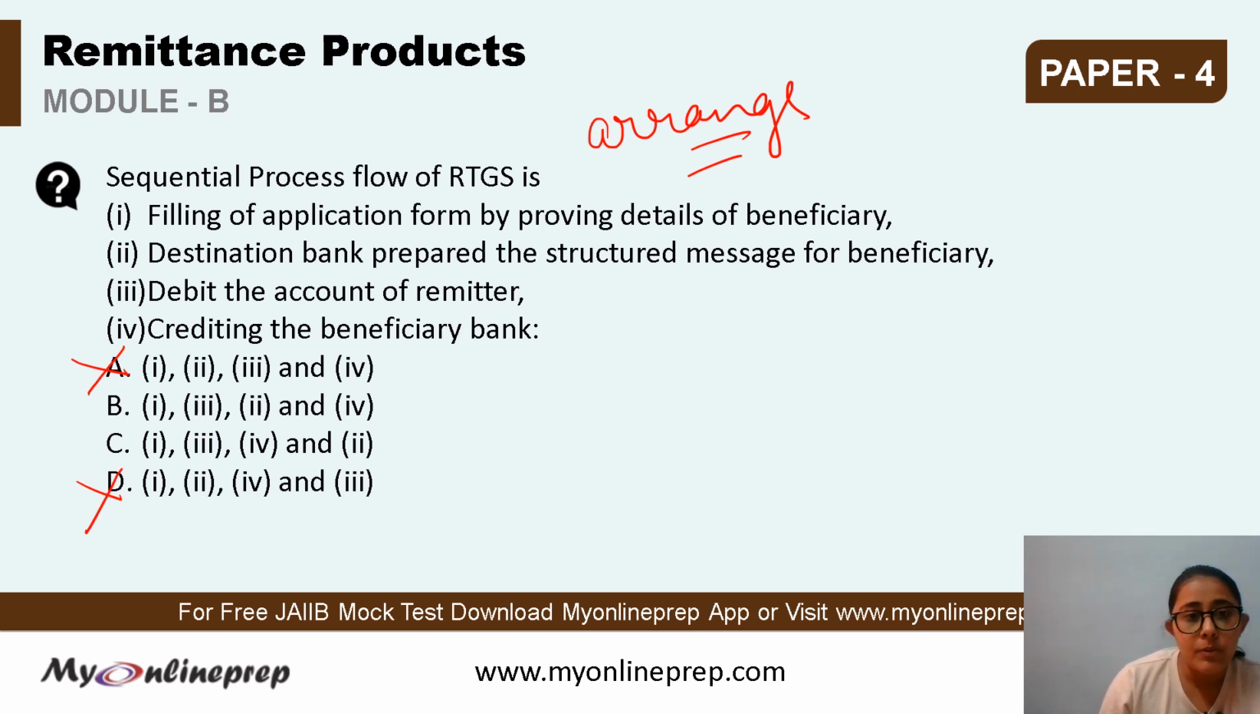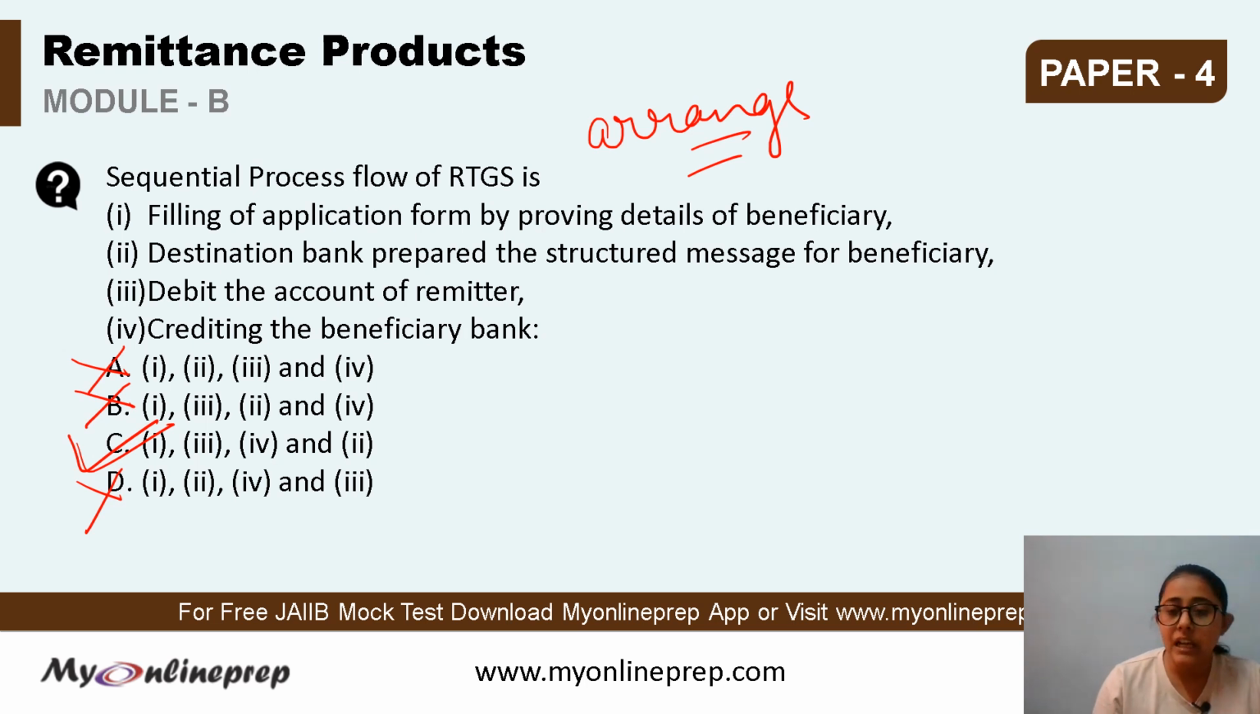Then we have statements 2 and 4 left. So statement 2 is destination bank prepared the structured message for beneficiary. तो ये तो जब पूरा प्रोसेस कंप्लीट हो जाता है, ट्रांसफर कंप्लीट हो जाता है, तब मैसेज आता है. तो उसके पहले क्या होगा? डेबिट के बाद क्रेडिटिंग द बेनिफिशियरी बैंक. So second वाला नहीं हो सकता. So option B is cancelled and we are left with only one option, that is option C. So after the debit of the account is done from the remitter, then crediting the beneficiary bank is done. So the correct order of the process is 1, 3, 4 and 2. That is option C. So this is the sequential flow of the RTGS payment.